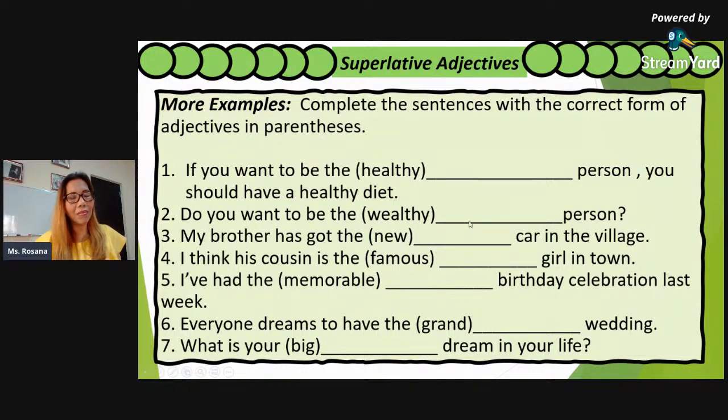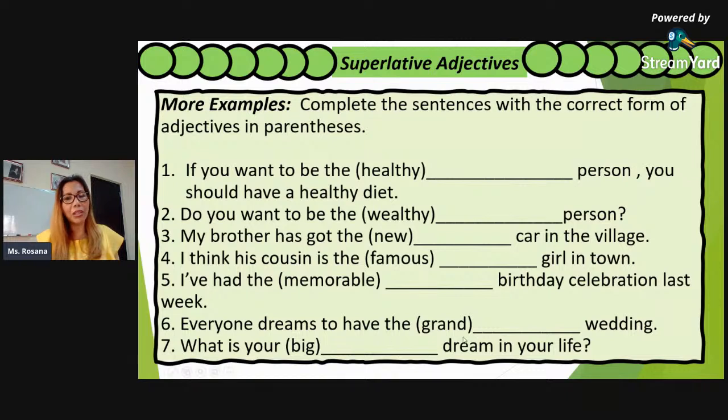What about the second one, wealthy? Can you form the superlative adjective? The wealthy, okay, you have to form it by yourself. And then number 3, new. So we say the blank. Number 4, I think his cousin is the blank. Famous here, right? The blank. And then number 5, memorable. The blank. Number 6, grand. How do we form the superlative degree of grand? The blank.